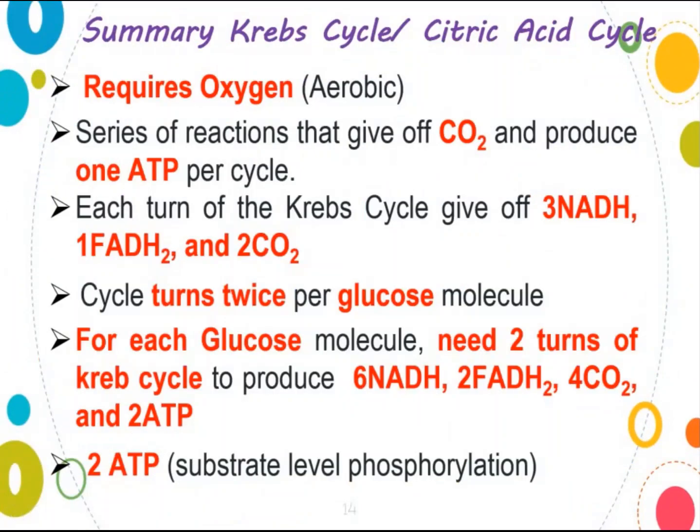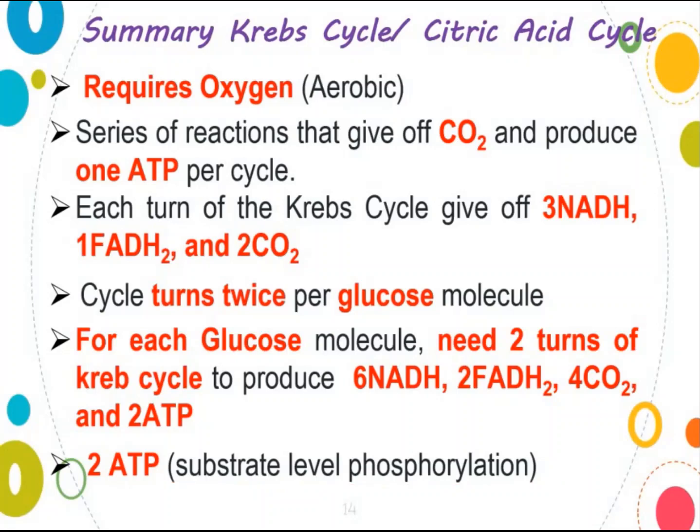So as a summary, the Krebs cycle is part of aerobic respiration since it requires oxygen. As I mentioned in the previous slide, since one glucose molecule produces 2 pyruvate and then the pyruvate is converted into acetyl-CoA, 2 acetyl-CoA enter the Krebs cycle. So if each turn of the Krebs cycle produces 3 NADH, 1 FADH2, 2 carbon dioxide and 1 ATP, then 2 cycles will produce 6 NADH, 2 FADH2, 4 carbon dioxide and 2 ATP. The ATP in the Krebs cycle is produced by substrate level phosphorylation.